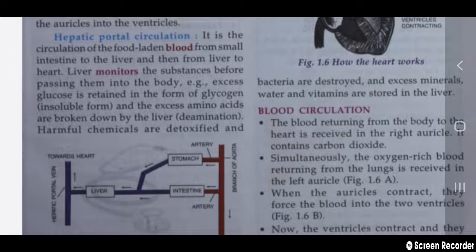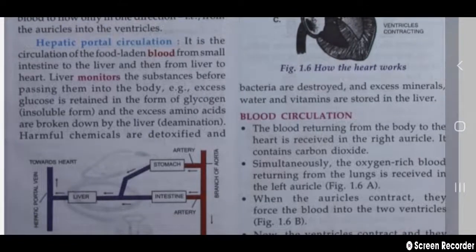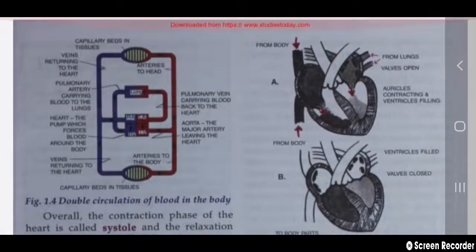It says glucose is retained in the form of glycogen, in insoluble form. So excess nutrients or glucose are stored back in the insoluble form, and excess amino acids are broken down by the liver. If there is any excess of amino acids in that blood, the liver will watch that and break it down, and harmful chemicals are detoxified. The harmful chemicals should not go to our body, so that is why they are detoxified.